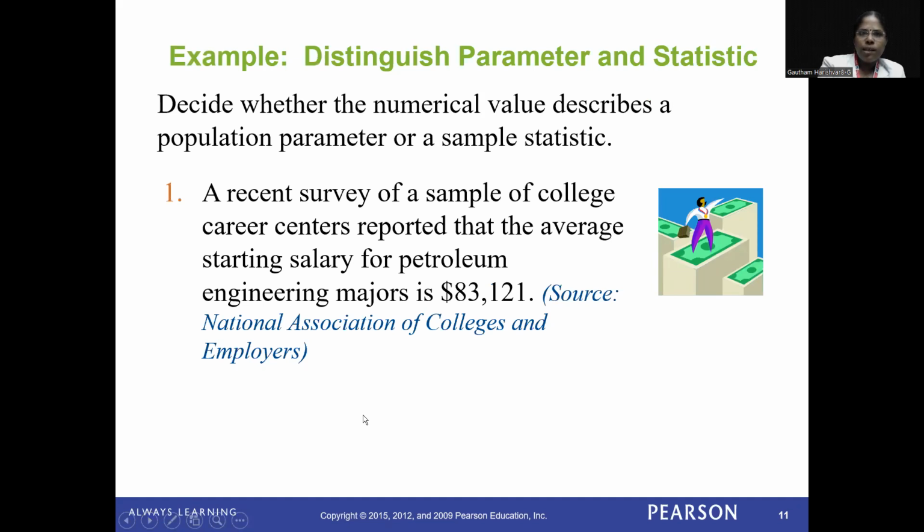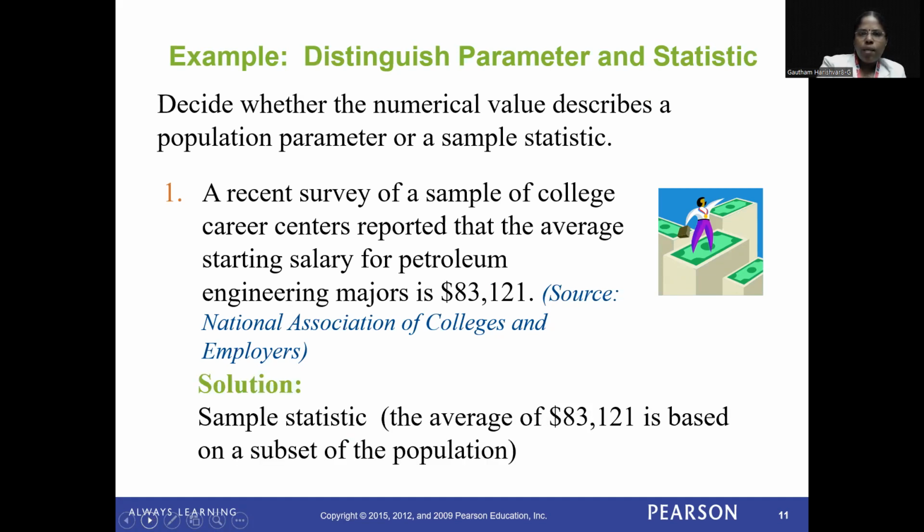Now I'm going to give you an example. You are going to decide whether the numerical value describes a population parameter or a sample statistic. This tells you the distinction between parameter and statistics. The first example: a recent survey of a sample of college career centers reported that the average starting salary for petroleum engineering majors is $83,121. Please tell me whether the numerical value describes a population parameter or a sample statistic. Here it is a sample statistic.